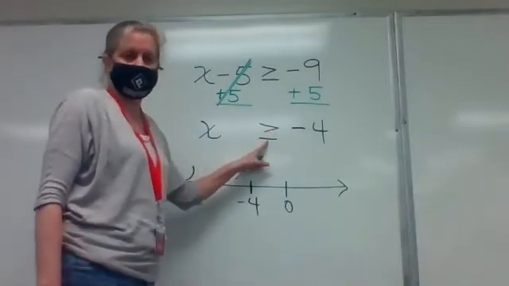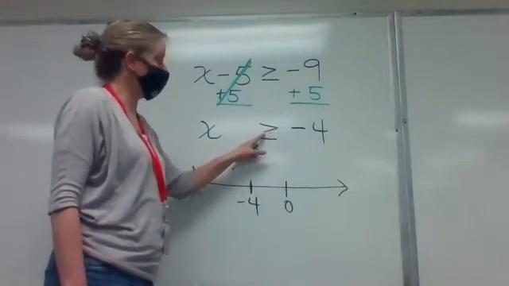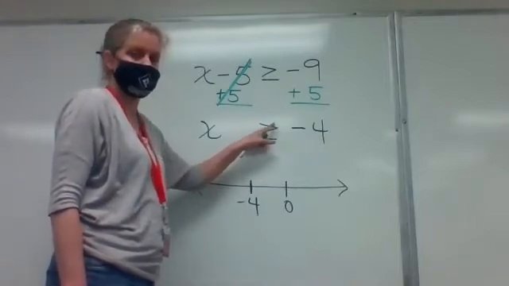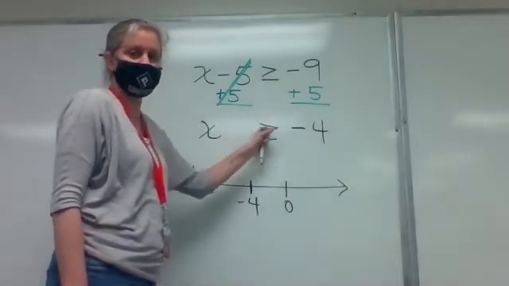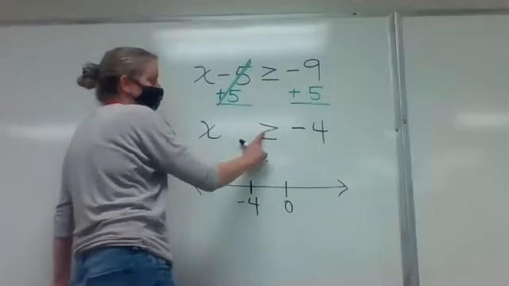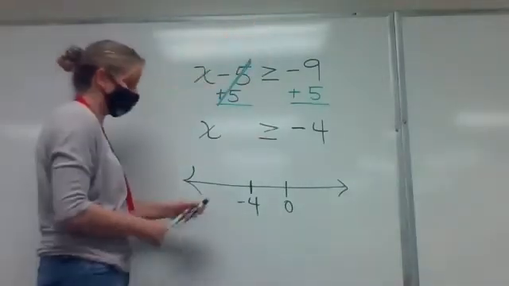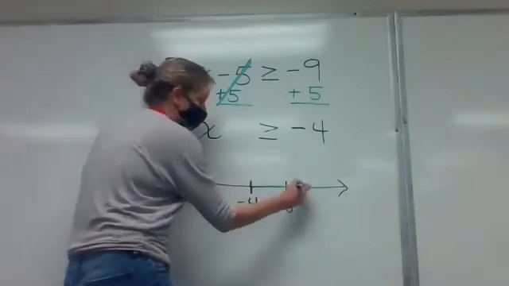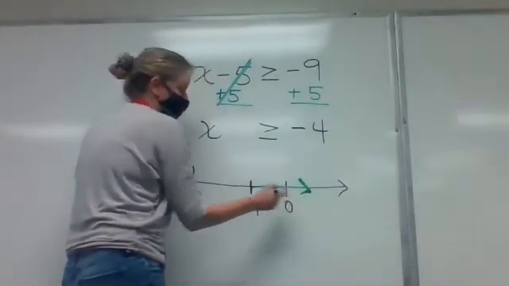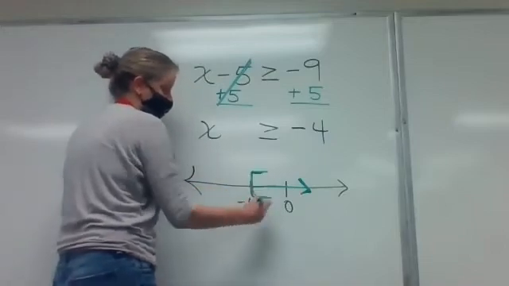It's going to have a bracket on it because it's got the equal to bar. The arrow goes in this direction. Your arrow points to the right, just like that arrow right here does. So the X is all the numbers greater than or equal to -4. Where are the numbers greater than -4? On this side of it. And like we said, since it has the equal to bar, it'll have a bracket on it.